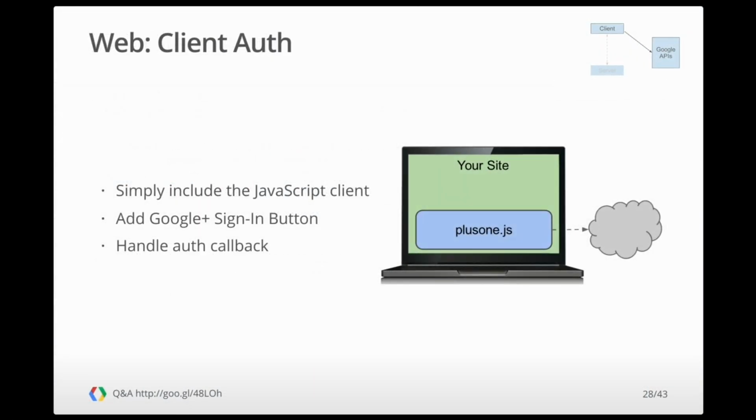So we've covered Android and iOS. For web, it's even easier. All you need to do is include our JavaScript client on your page and add the Google Plus sign-in button. And we'll handle the user auth when you click a button. And for you, you just have to handle the auth callback. So let's take a look at how this works.